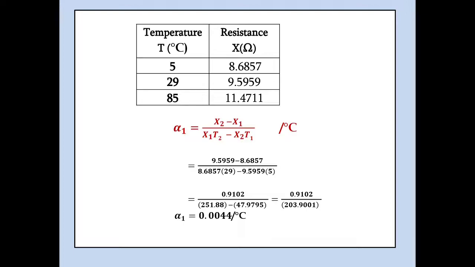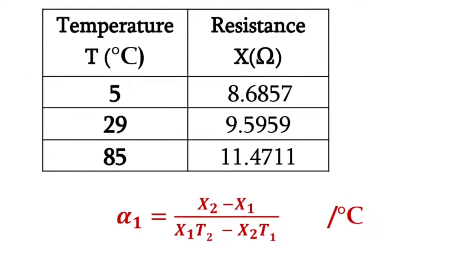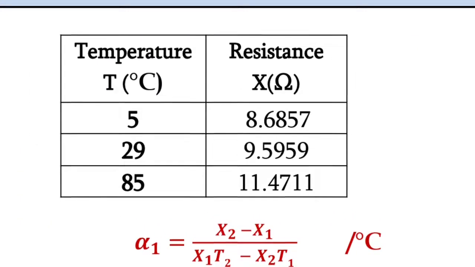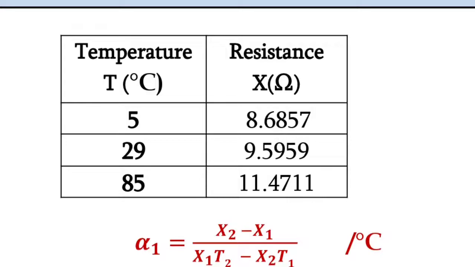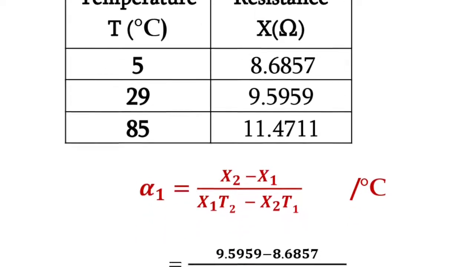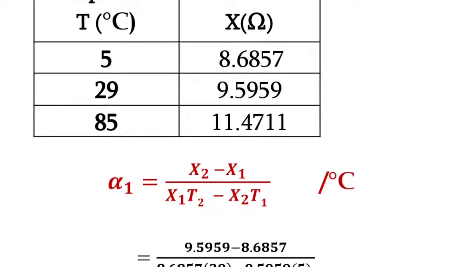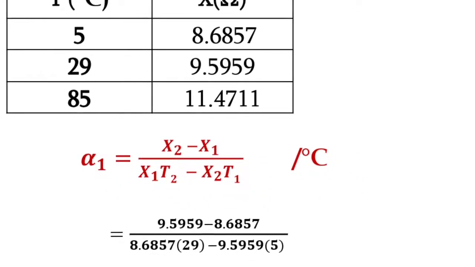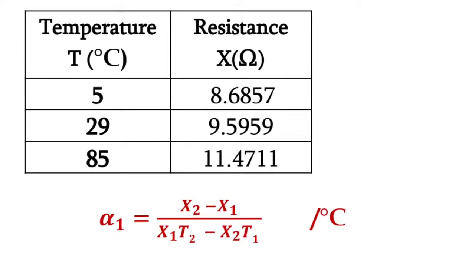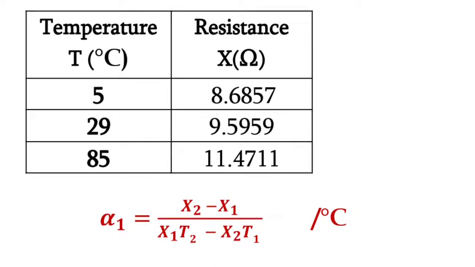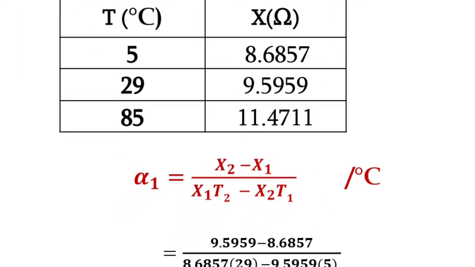Here we have tabulated the temperatures and the resistance. At 5 degrees centigrade, the resistance of the coil comes out to be 8.6857. At 29 degrees centigrade, it is 9.5959. At 85 degrees centigrade, it is 11.4711. So it is clear, as the temperature increases, the resistance also increases. These are the tricks you have to keep in mind while doing the experiment itself.